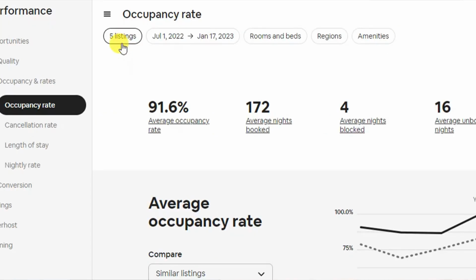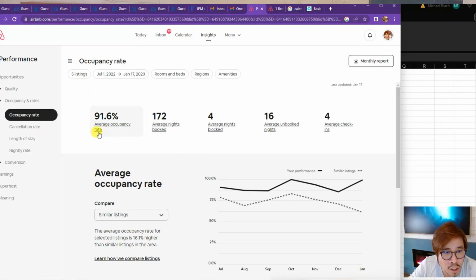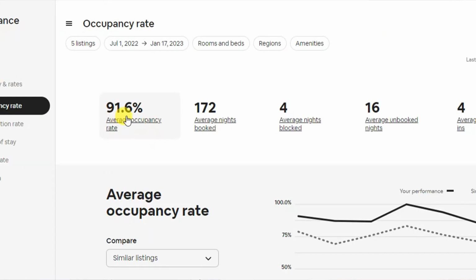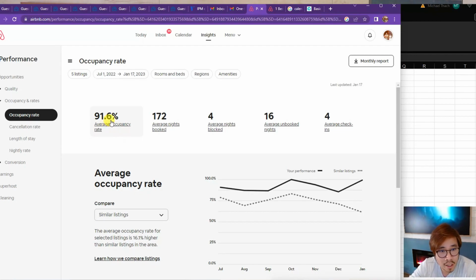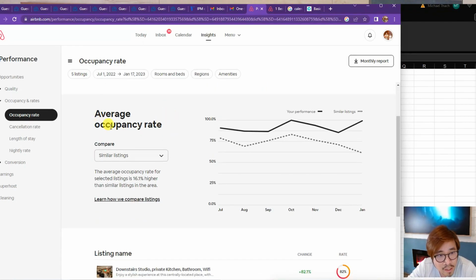You see that I got 5 listings over here, and you see that the time frame was from July 1st to January 17th, and you see that my average occupancy rate was at 91%, which is compared to many others very high, as you can see here.